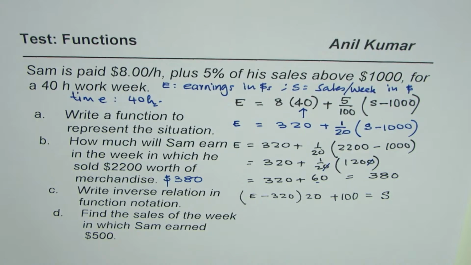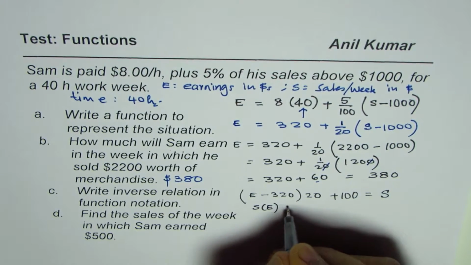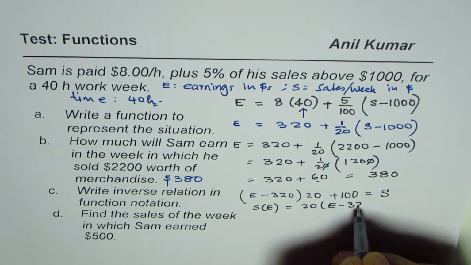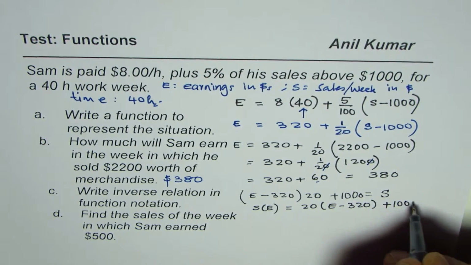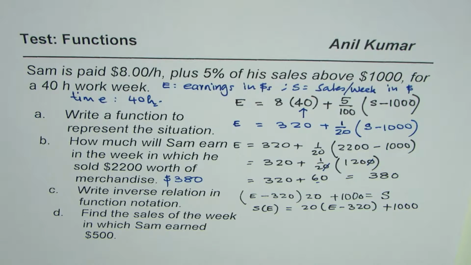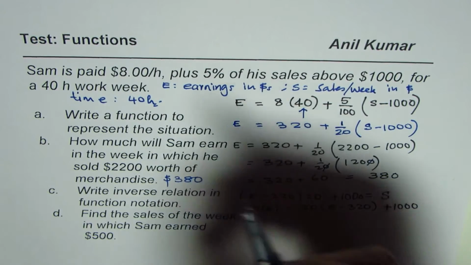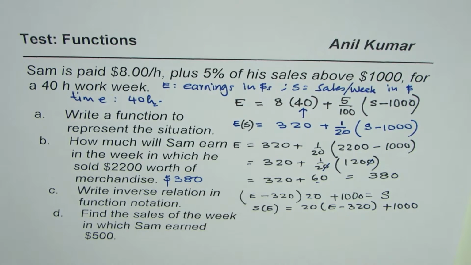So in function notation, we could write this as sales in terms of earnings is equal to 20 times E minus 320, plus 1,000. That is how you get the inverse. So the function is earnings in terms of sales, and the inverse is sales in terms of earnings. That is how they are related.